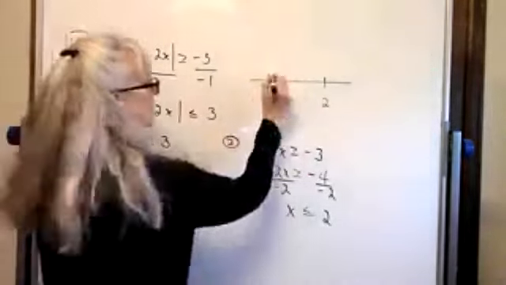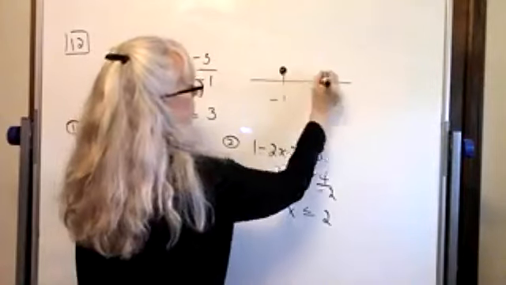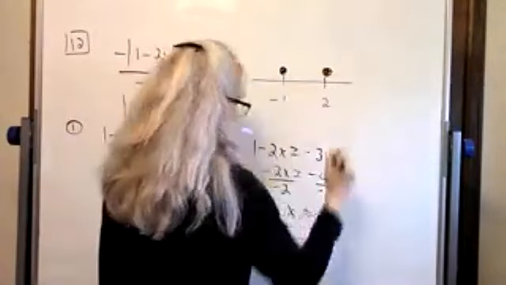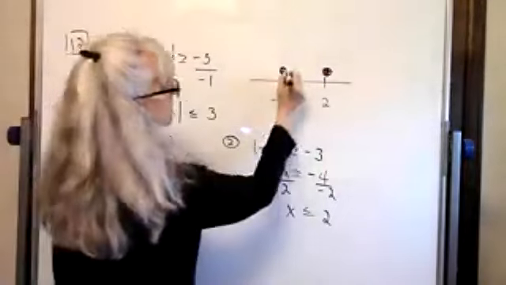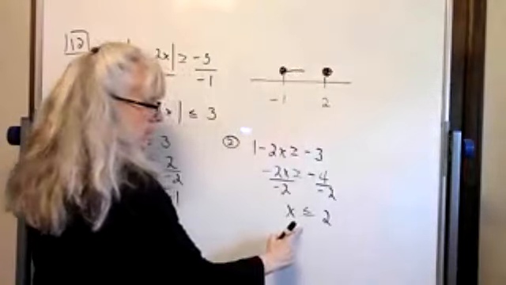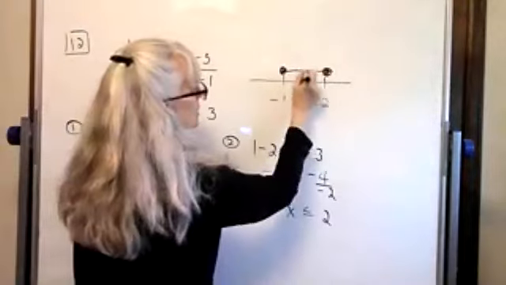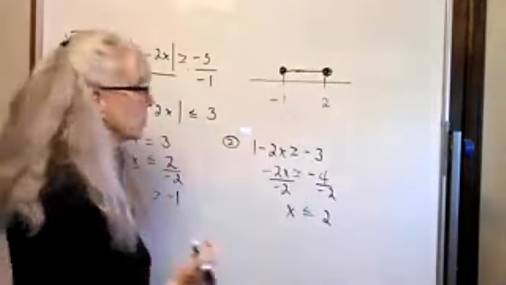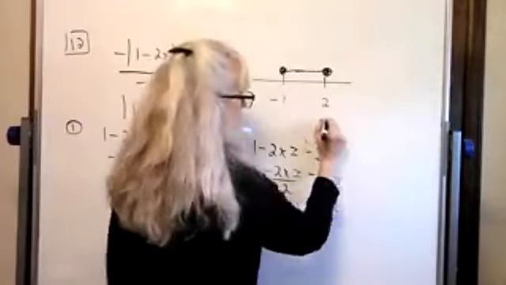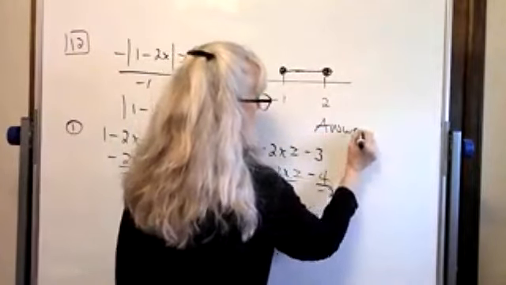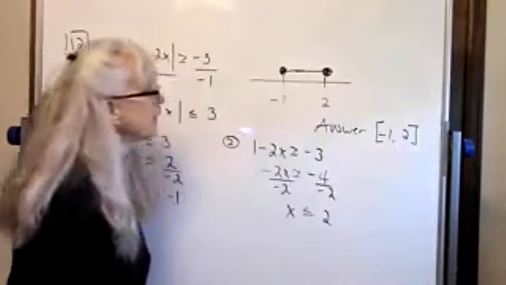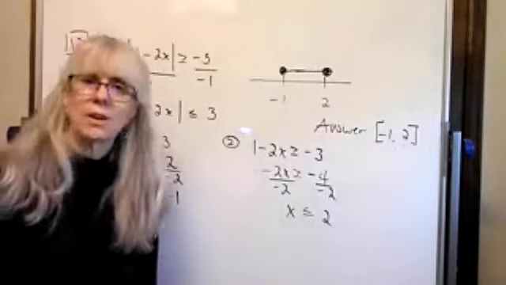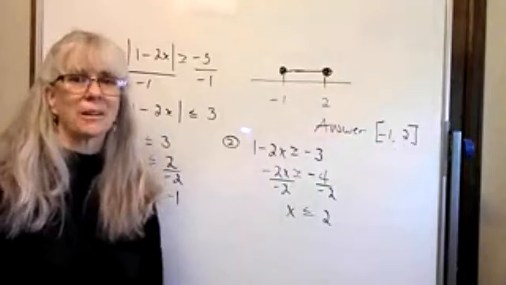We'll need closed circles. What do we got going on? This is asking me to find numbers that are larger than -1, which would be to the right. This is asking me to find numbers that are smaller than 2, which would be to the left. So again, we're trapped between the two. Then our answer would go from -1 to 2. And there it is. And that's how you solve equations with absolute values and inequalities with absolute values.